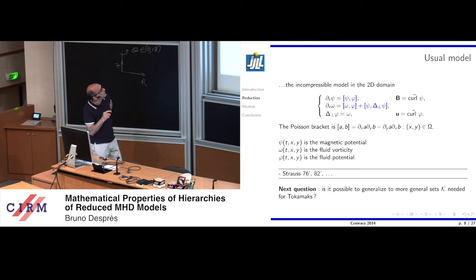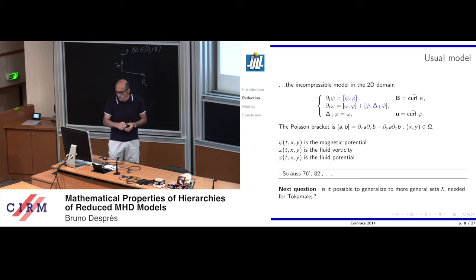And this is what came from B cross B, the Laplace force. Curl B, vectorial B, is here because it is quadratic in psi, so it is quadratic in B. So the magnetic force is there. It has been known for a long time. But now the question is whether it is possible to generalize this mathematical approach with the set K to what is interesting in tokamaks.